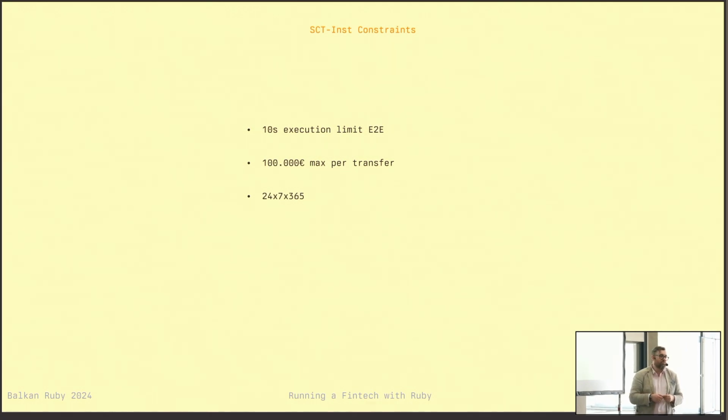They are used to working in batches. They are used to stopping the machines on the weekends. They are used to transferring files by FTP. That is still today, in 2024, the usual thing between banks.